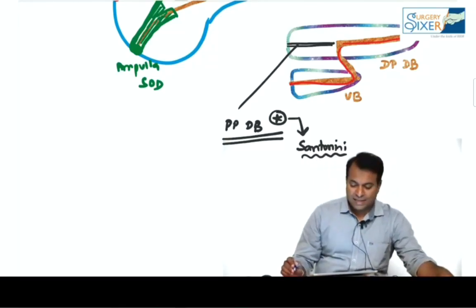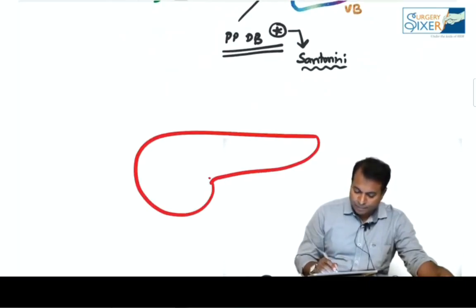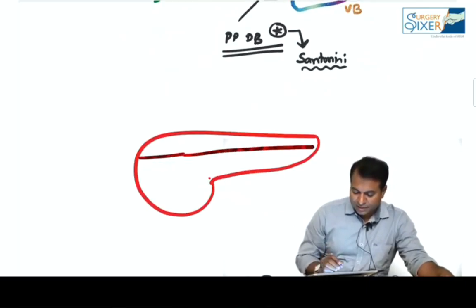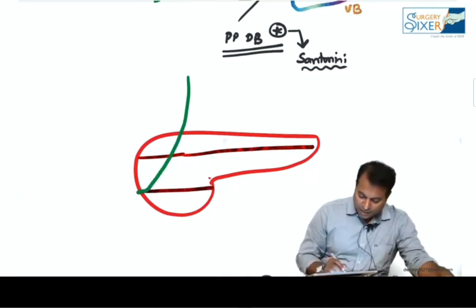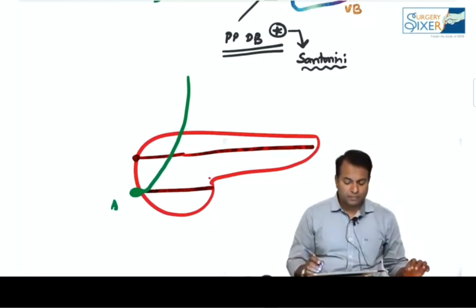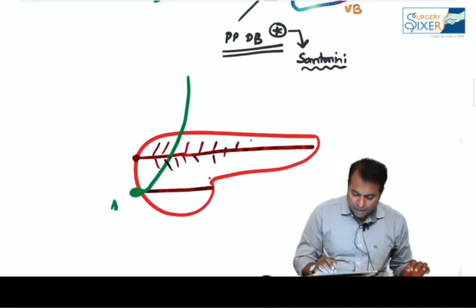Wirsung duct is a major duct, and if these two ducts do not fuse, and if they remain like this, and like this, so what will happen? The bile duct joins with this duct, and it opens in the ampulla, and this minor duct opens here. The minor duct opening is a very small opening, and it is now draining the major part of the acini of pancreas. The major part of pancreas is drained by the minor duct.